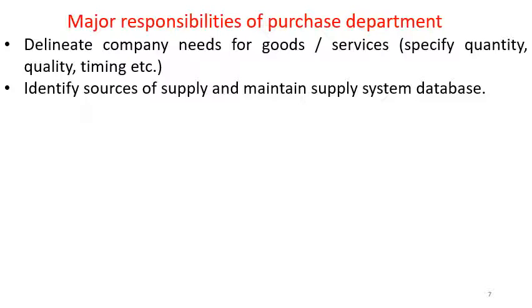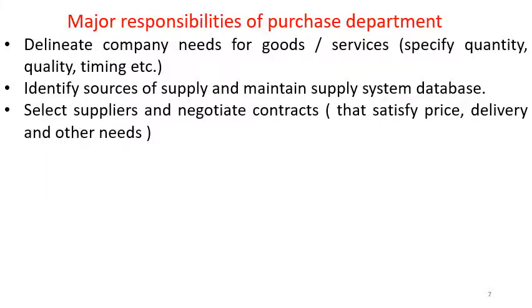So different sources will be identified and they will be recorded and maintained in a database, because for subsequent future use, you will require the details for some orders in the future, correct? So identifying sources as well as maintaining the database is another responsibility. Next, selecting the suppliers and negotiating contracts. Selecting the suppliers and negotiating contracts that will satisfy the price, delivery and other needs.